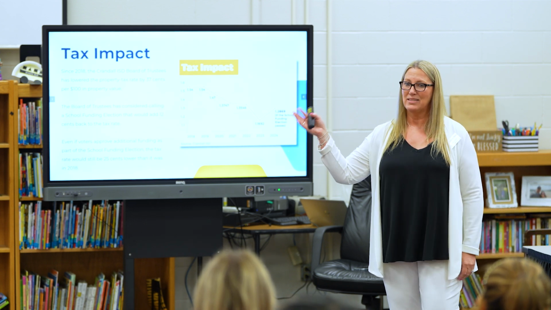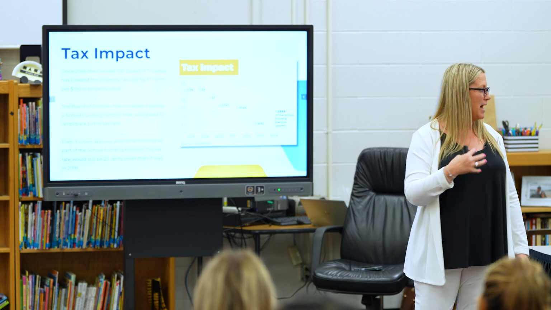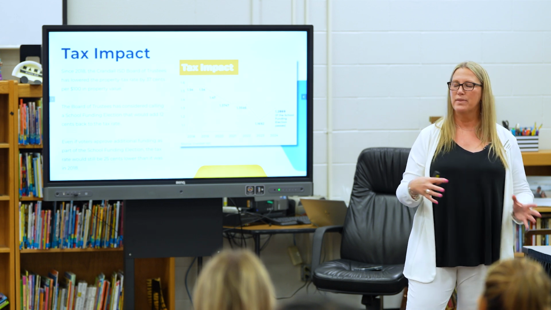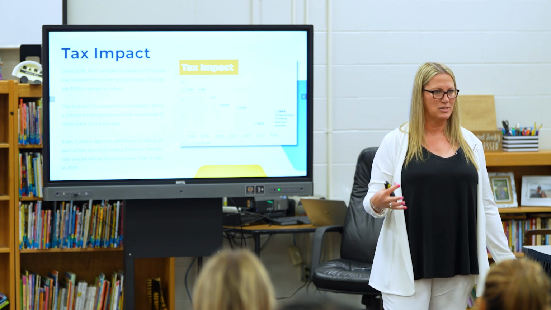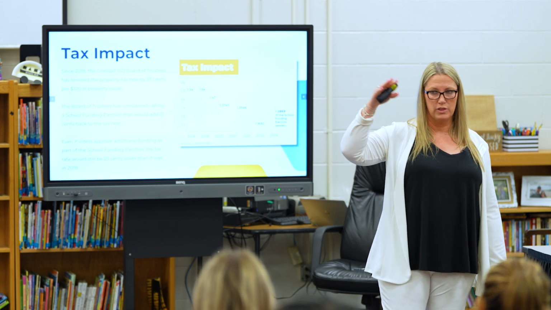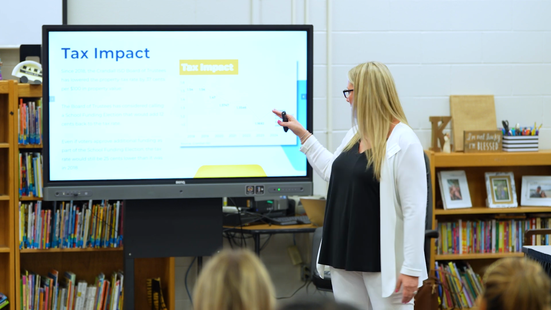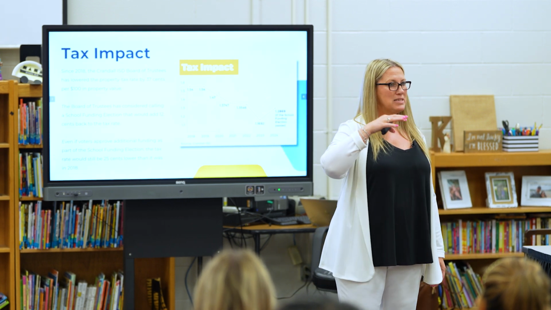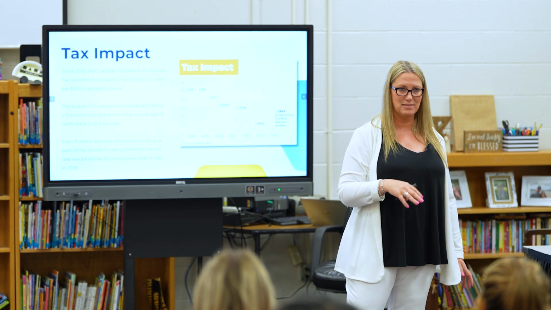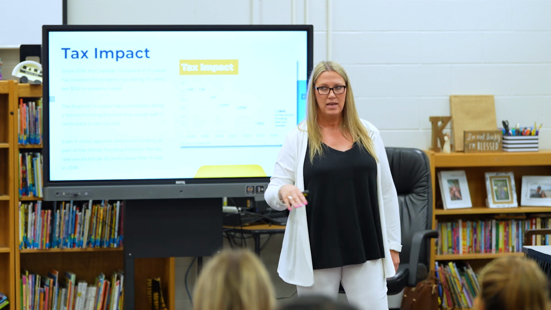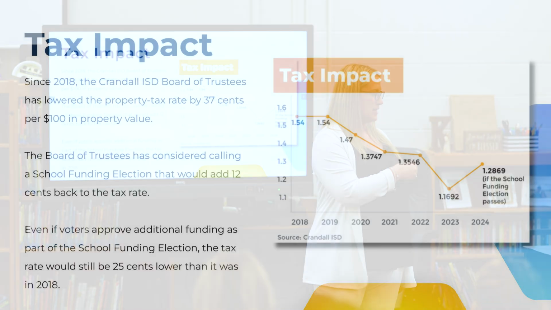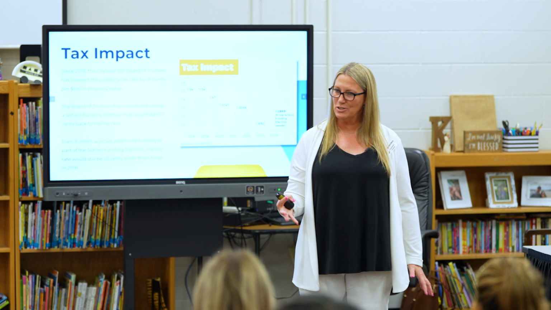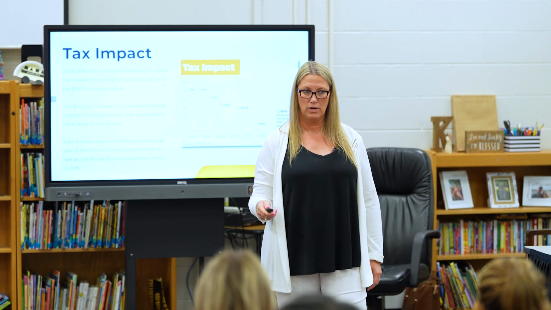That's the state. The state has lowered the amount of money that school districts can get when they provide tax breaks to our citizens. You've heard about the $100,000 homestead exemption. Over the years, there have been multiple exemptions that have come and that can continue to reduce the amount of taxes that school districts are allowed to take. And so we've reduced it 37 cents, but we're asking taxpayers to add 12 cents back per $100 back into their taxes for schools, still leaving them at 25 cents lower than they were in 2018.